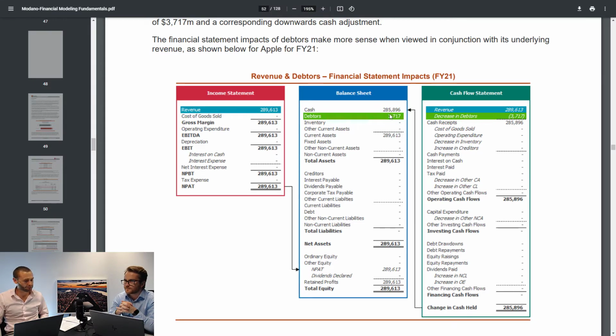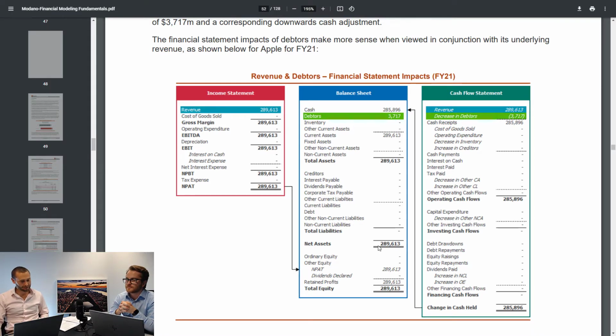But the constitution of our assets is now different. We now have cash and debtors as opposed to just cash. And the reason why it's important to split out debtors is because debtors is riskier than cash. Cash is king. Debtors you may not get. Could be bad debts. So it changes the constitution of your balance sheet, the risk profile of your balance sheet.